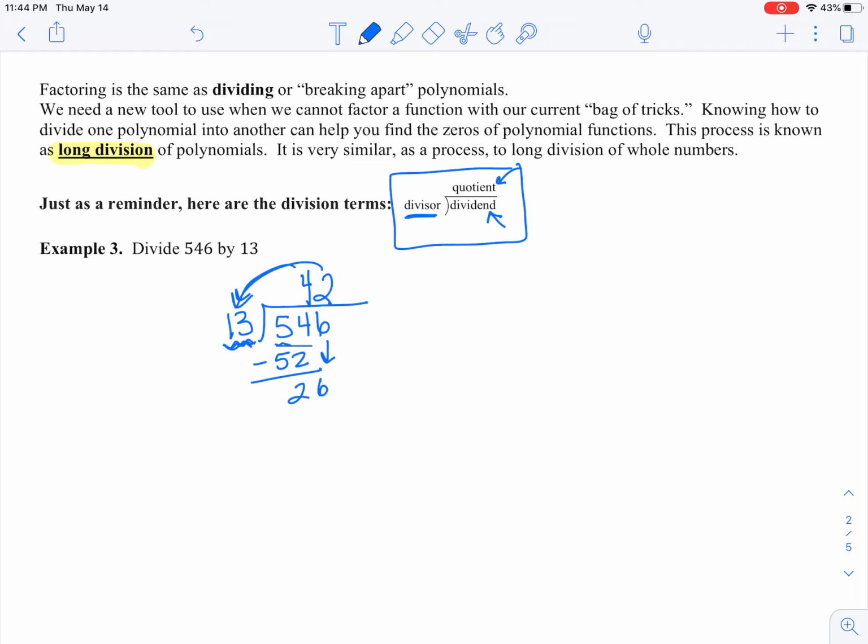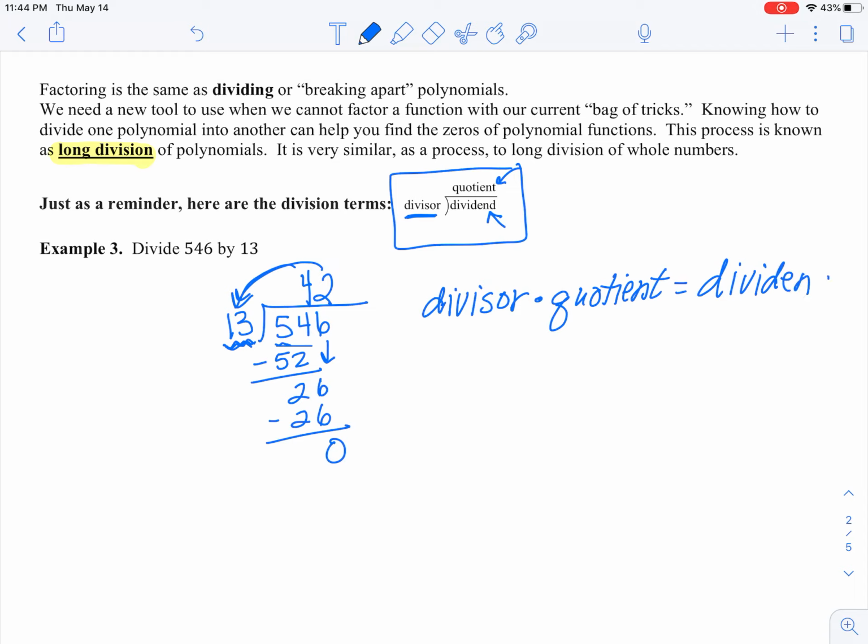And then I would multiply. The 2 times 13 is 26. I subtract, and I get 0. When I get 0, that means I don't have a remainder. It means that it divided evenly. And it means that the divisor times the quotient is equal to the dividend. And so in this case, the 13 times the 42 is equal to the dividend, which is 546. And understanding that will become critical when we start dividing with polynomials.